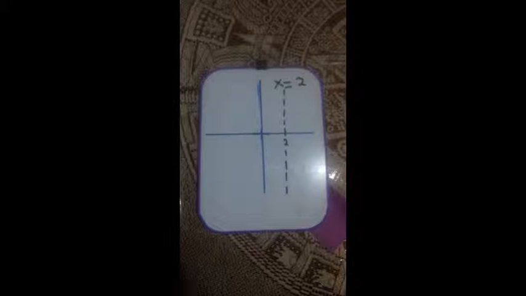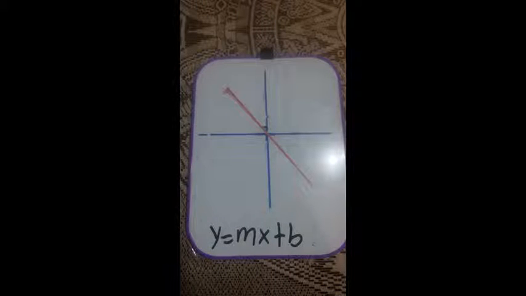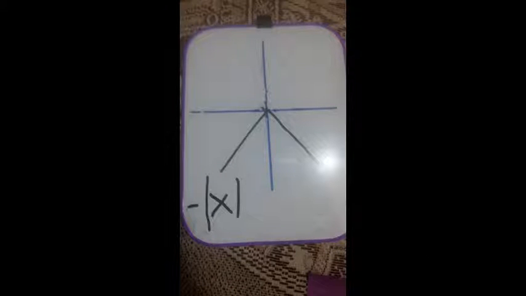When you have this form, you only have the value of the x-axis, so you will have a vertical line. When you have this form, you only have the value of the y-axis, so you will have a horizontal line. When you have the equation of a line, you will have a sloping line. When we have the absolute value of x, the shape of the graph will be like a V. When we have the absolute value of x, but with a negative sign outside, the shape will be again like a V, but the V will be facing down.